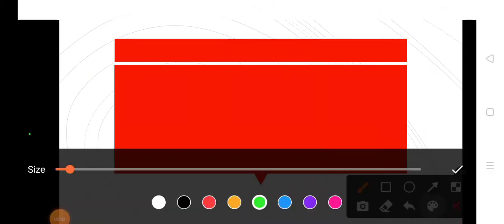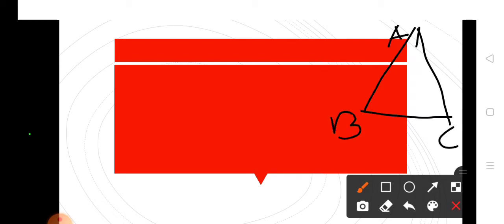Now again I'm drawing the triangle. This was my A, this was my B, this was my C. I drew a perpendicular from here, AD. This was 90 degree, this was 60, this was 60, this was 30, this was 30, and this is 90. Now AB was 2A, AC was 2A, BD was A, DC was A, AD was A root 3.